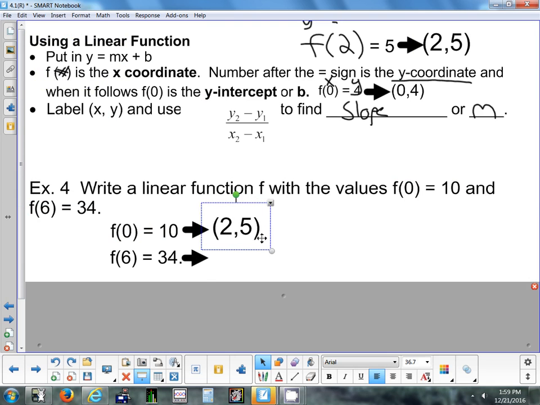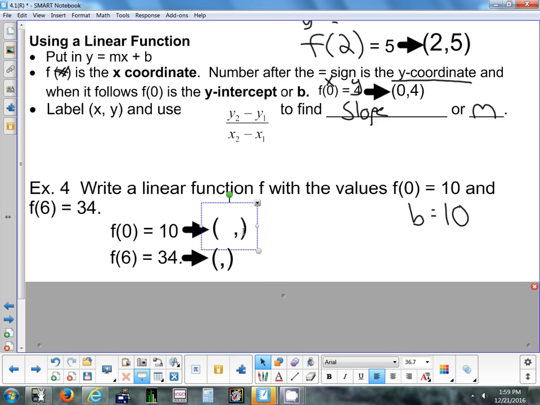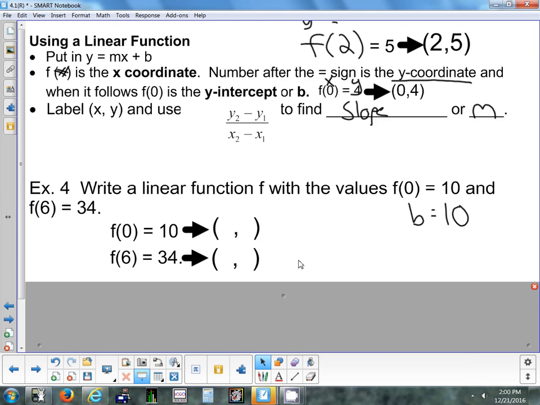Can someone tell me, by raising their hand, what the y-intercept is going to be looking at this problem? KD. 10, right? B is going to equal 10. KD, why did you say that? 0, right? Whatever comes after the 0, that's always our y-intercept. That's always the b.